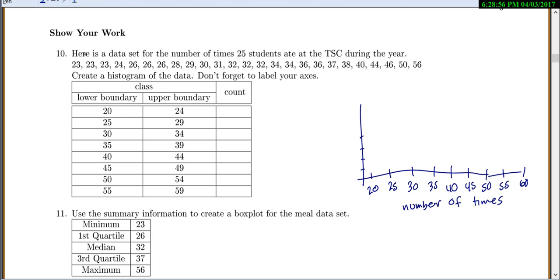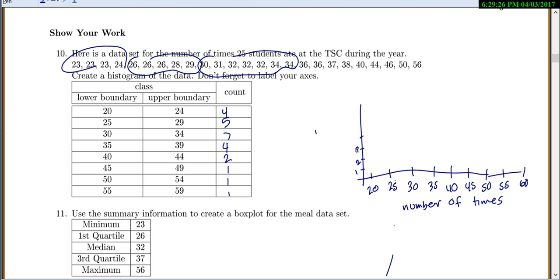So 20 to 24, it looks like we have 4 of them. And 25 to 29 looks like 5. And then 30 to 34 looks like 6. No, 7. I counted these before, so let's just write them down: 7, and then we have 4, 2, 1, 1, 1.